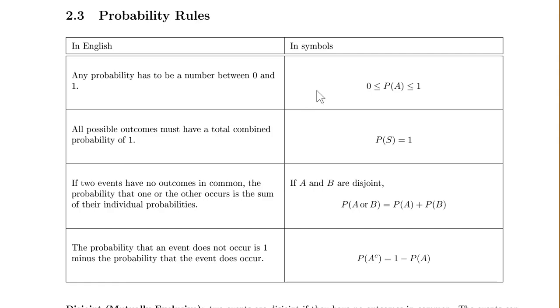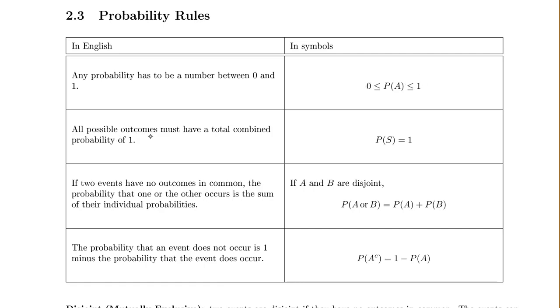This video is about probability rules. Okay, so we have 4 main rules. First of all, any probability has to be a number between 0 and 1. I can't tell you how many times people on the exam have given me an answer for probability that's not between 0 and 1. If you get a number like 1.5, you know you did something wrong. So all probabilities have to be between 0 and 1.